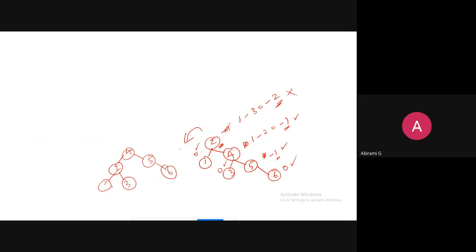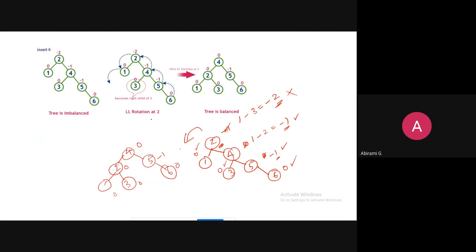Now check its balance factor. It is 0, and 0 minus 1 is minus 1. This is 0, and here 1, 2, and 1, 2 is 0. So this is the balance factor here. Now the child, because this is a right child of this one, it has to go to the right child of 2.